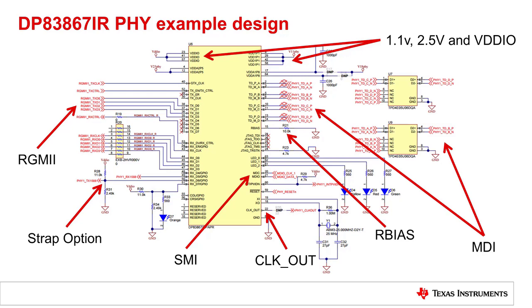Then on the left side you have the RGMII interface. Below that you have some strapping options. Then you have the SMI, the serial management interface, which consists of the MDIO clock and the MDIO data. You have the clock out. Then make sure to look into the datasheet that you are choosing the correct resistance for the R bias. And then you have the MDI interface. Here we also have EMI, EMC protection diodes.